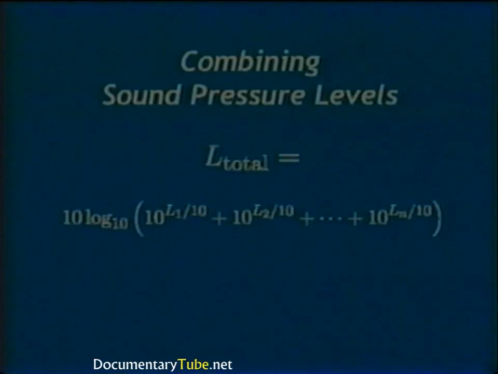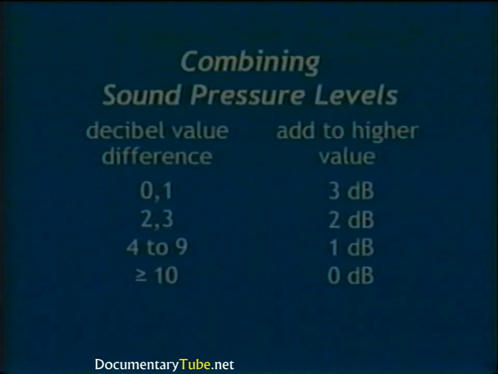For applications requiring only integer decibel accuracy, it's also possible to apply some simple steps to calculate an approximate total sound pressure level. First, find the decibel difference between two sound pressure levels. You then add an adjustment factor to the higher of the two sound pressure levels.